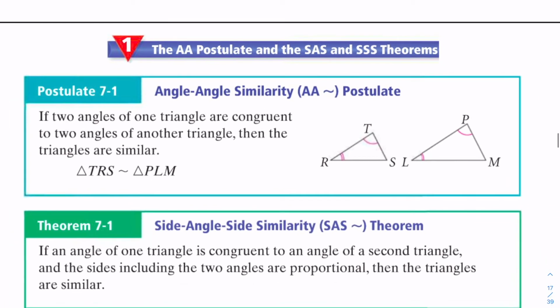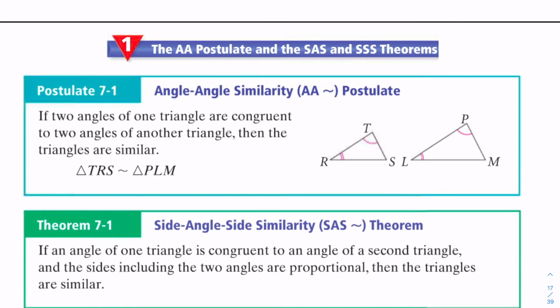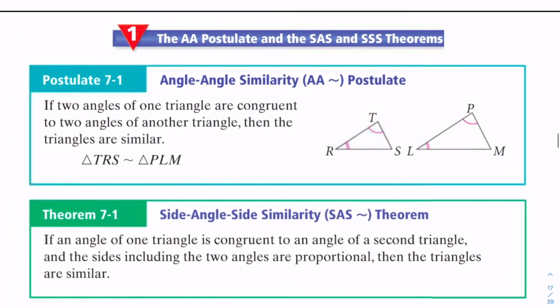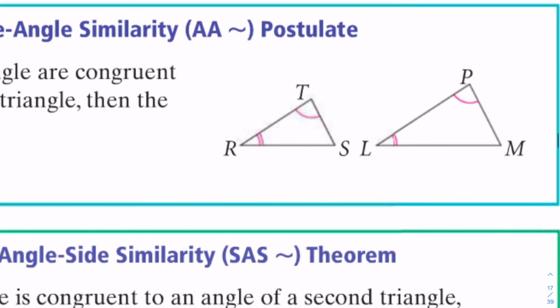The three postulates, I put them all right here. We'll go one by one. The first one is angle-angle similarity. We have one angle congruent to another angle, this pair congruent to this pair. We have P congruent to T, L congruent to R. What we know is, if two angles are congruent, the third ones have to be congruent too.